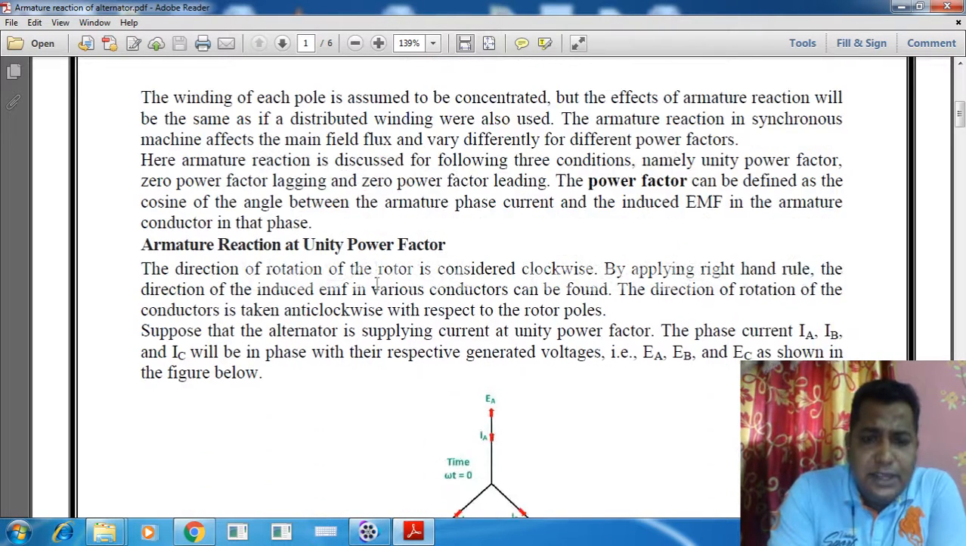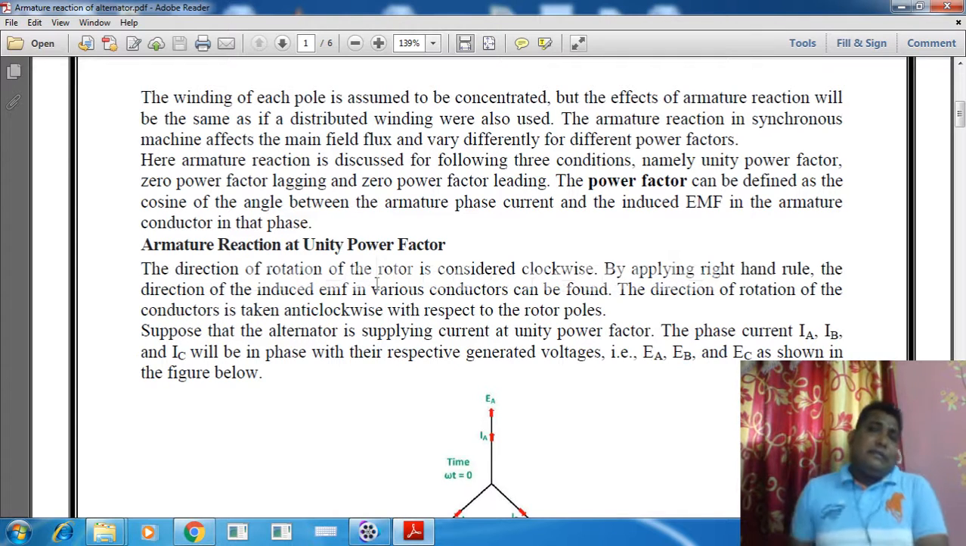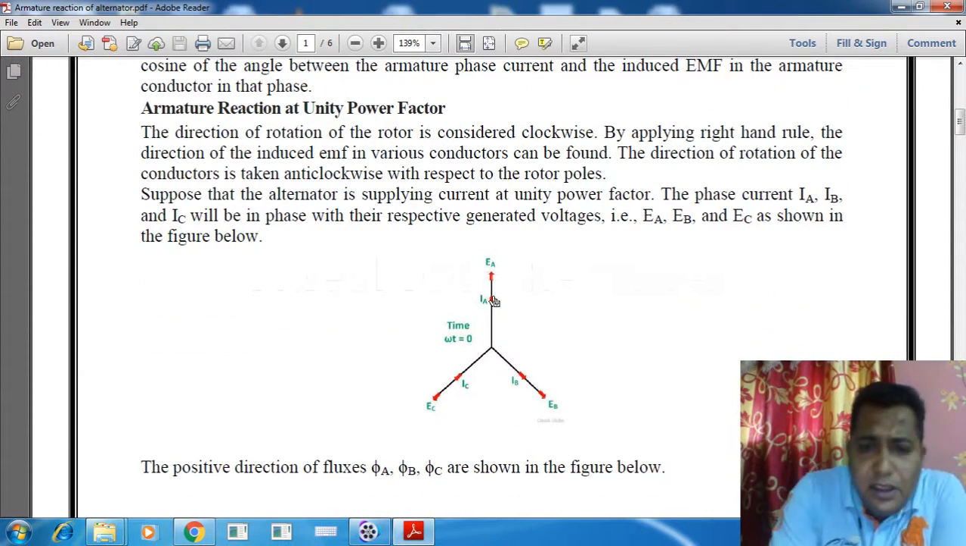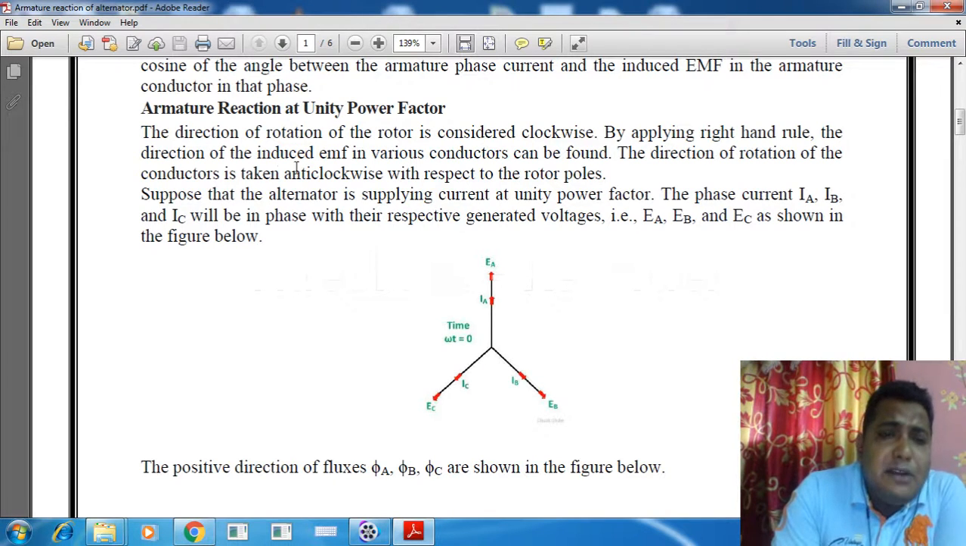Let us check what is there. For finding out the current value and the flux value for unity power factor, lagging power factor, and leading power factor, we first have to assume something. So let us see what assumptions we have made over here. Follow my pointer. These are the three phases and phase currents we have assumed.